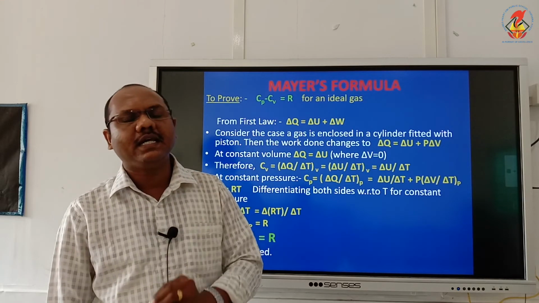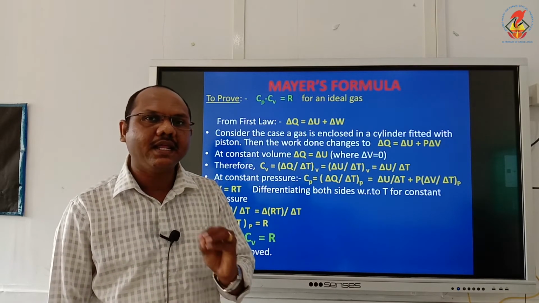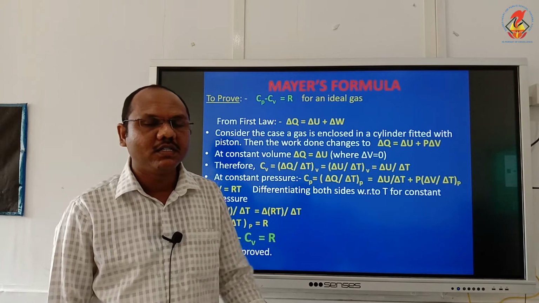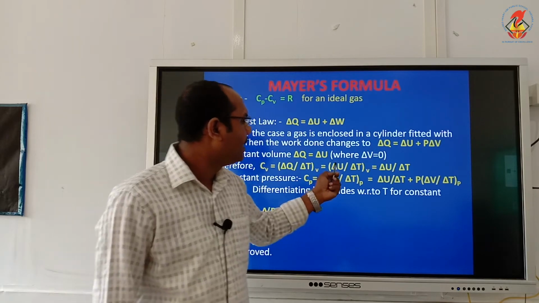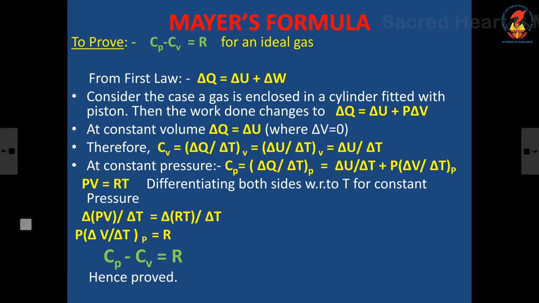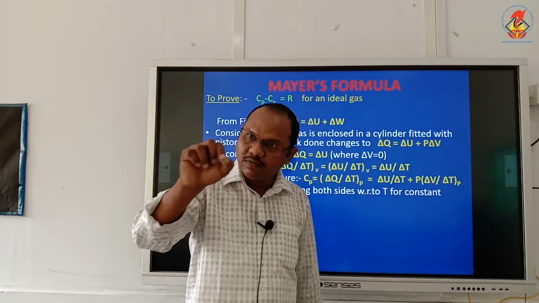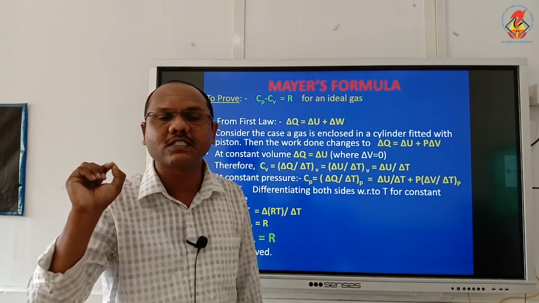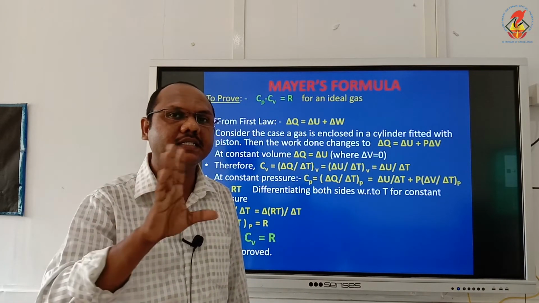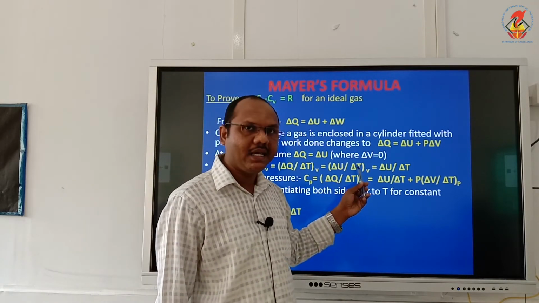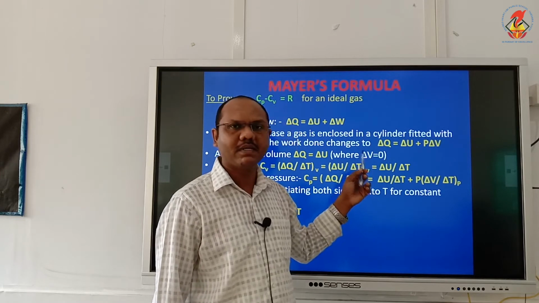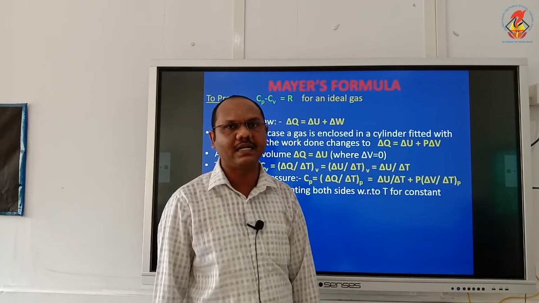We already studied that internal energy is a state variable. So, it depends only on the initial and final state, right? Therefore, delta U by delta T at constant volume can be simply written as delta U by delta T. I do not have to mention whether it is constant volume or constant pressure, because internal energy is a state variable.